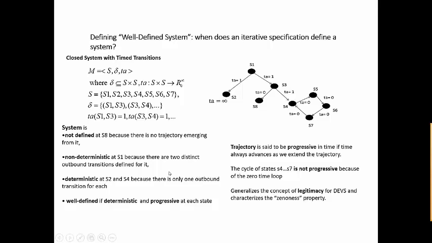Well, that leaves us with a problem because we have to satisfy these requirements, but we don't know in advance whether they can be satisfied or what it means to be satisfied in some overall sense. So now we're going to define what a well-defined system means. When does an iterative specification define a system? Well, let's see what the situation looks like after we have discussed this composition of components.